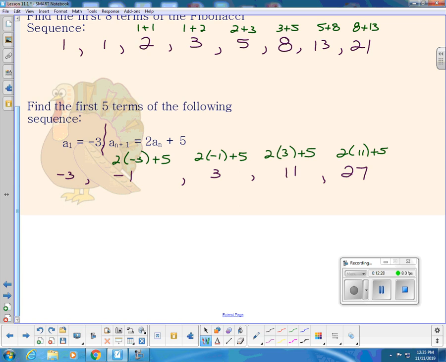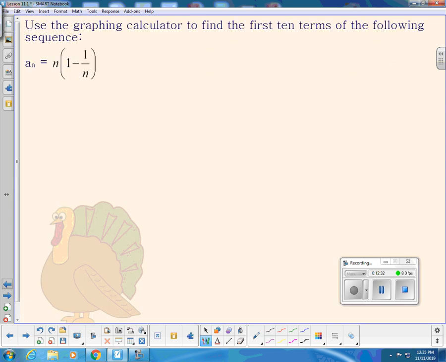Okay, I'm going to get this done. Use the graphing calculator to find the first 10 terms of the following sequence. So we're going to bring our calculators up.